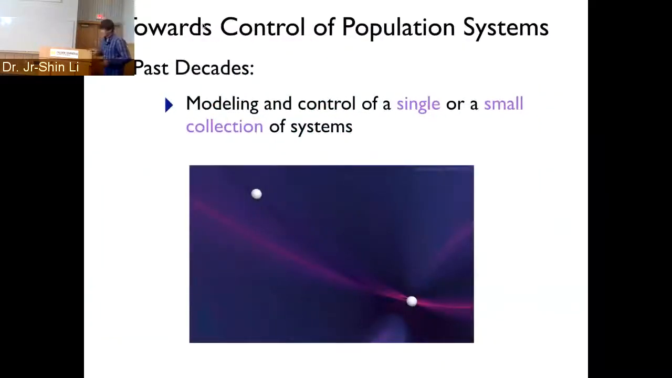Okay, so in system science and engineering, in past decades, research has been focused on the modeling and control of just a single or a small number of systems. A typical application is to design an input that will steer this system from an initial state to a desired target state. This is very typical and quite straightforward.